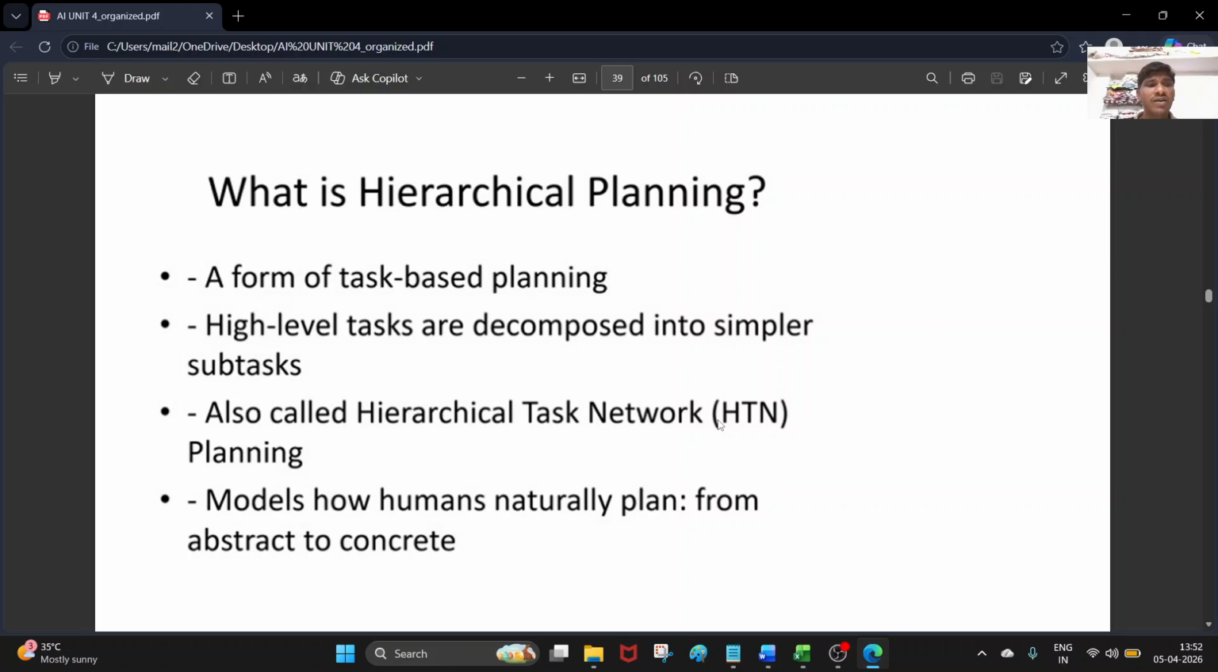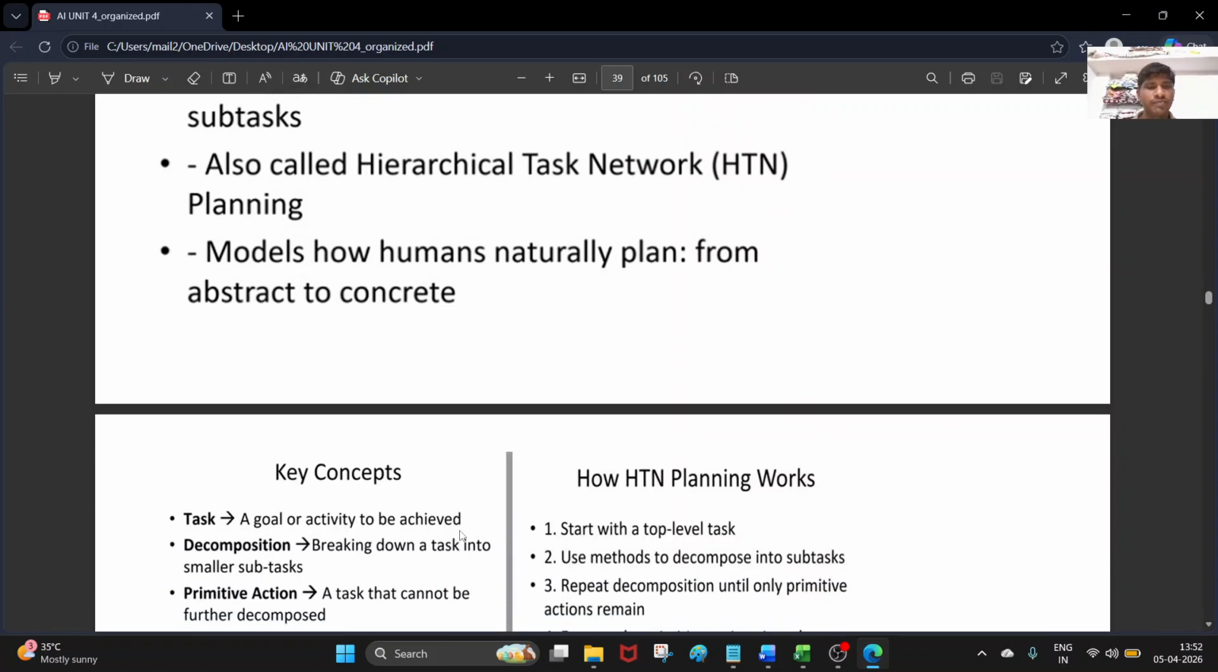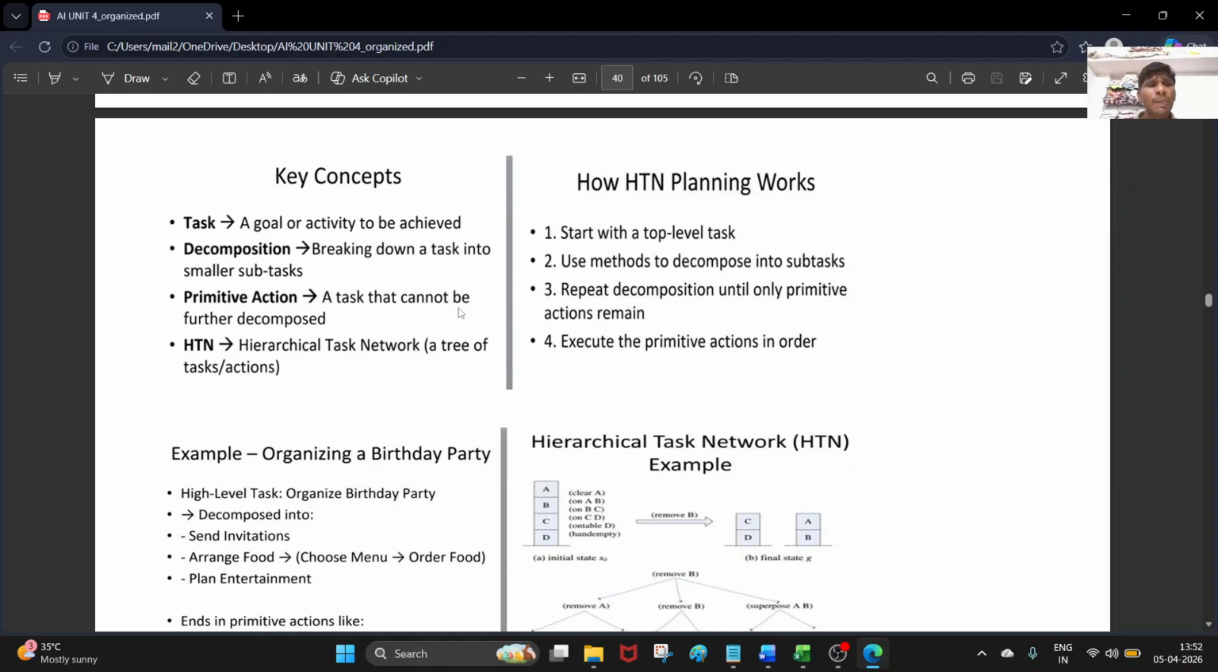Next is hierarchical planning. A form of task-based planning is called hierarchical planning. We have a higher-level task, which is decomposed into simpler subtasks. It is also called hierarchical task network, or HTN planning. It models how humans naturally perform a function, from abstract to concrete. It contains a set of high-level tasks, and the tasks are decomposed. Decomposition is nothing but breaking down a task into smaller subtasks.